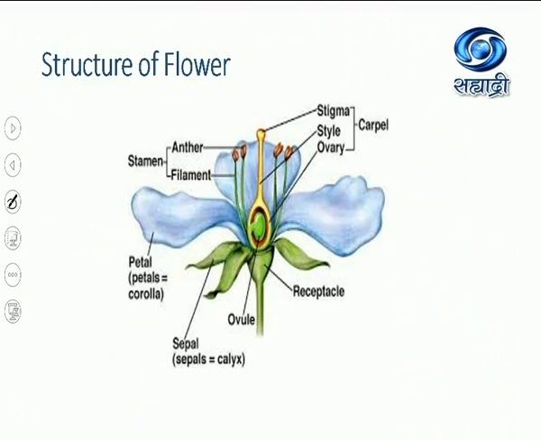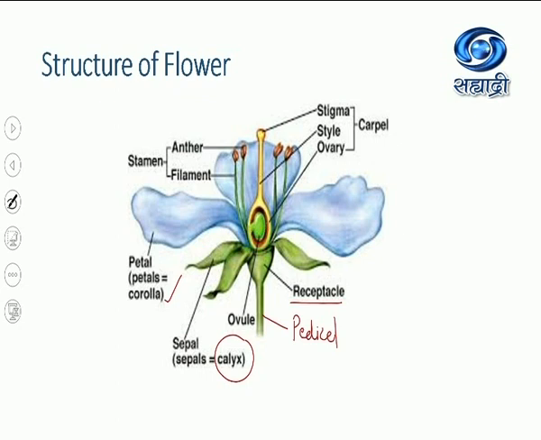Look at this diagram. The stalk of the flower is called the pedicel. On the top of the pedicel, this expanded portion is called the receptacle, also called the thalamus. On this arises the calyx. Calyx is the accessory whorl. The members of calyx are called sepals. It protects the flower in bud condition. It is green in color, so it carries out photosynthesis. The next floral whorl is the corolla. It is colored. Its members are called petals. They attract insects for pollination.